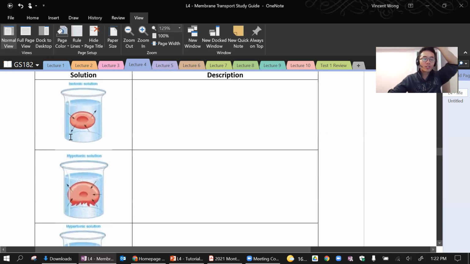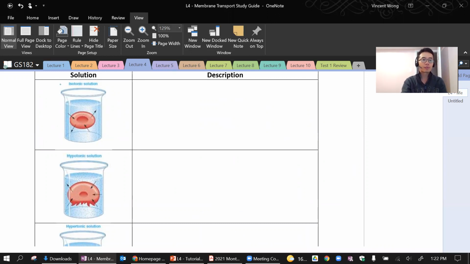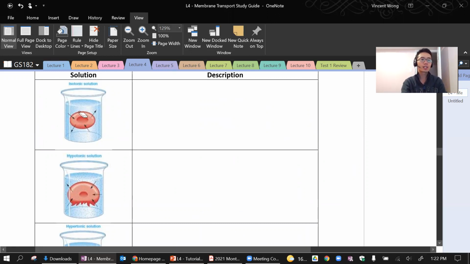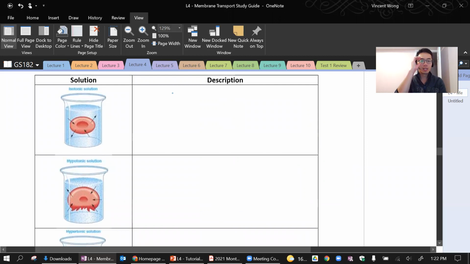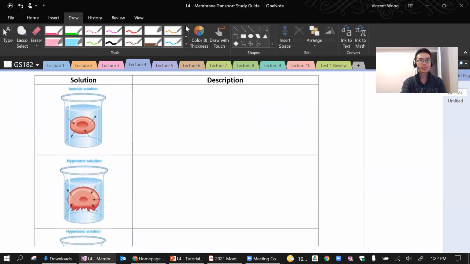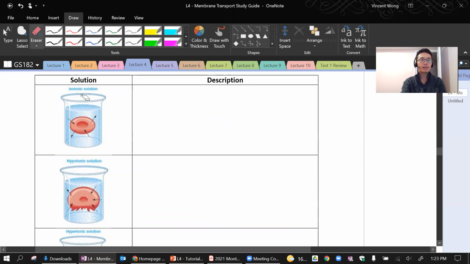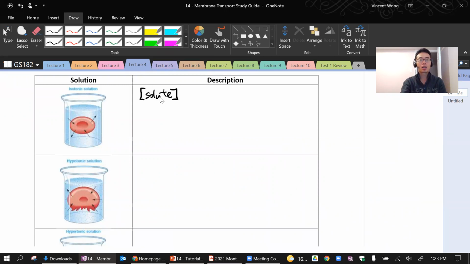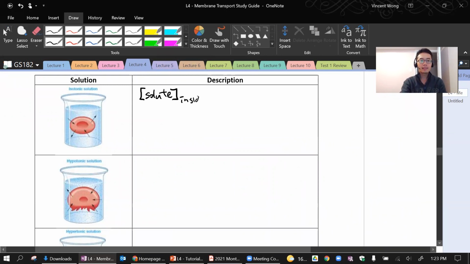Now we have three situations. We're going to put a red blood cell, which is what this thing is, into different solutions. We have the isotonic solution, the hypotonic, and the hypertonic solution. So let's take a look at what's going on in each case. For the first case, if it's isotonic, it means the concentration of solute, and the square bracket means concentration, that's the official symbol, the concentration of solute inside equals the concentration of solute outside.